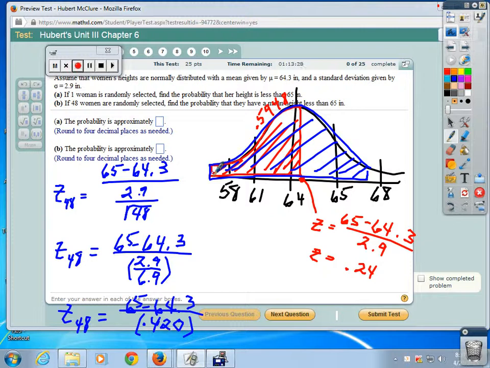So what is the probability of less than 65 inches? That would be 50%. That'd be pretty good. But why did it jump so much to say 48?